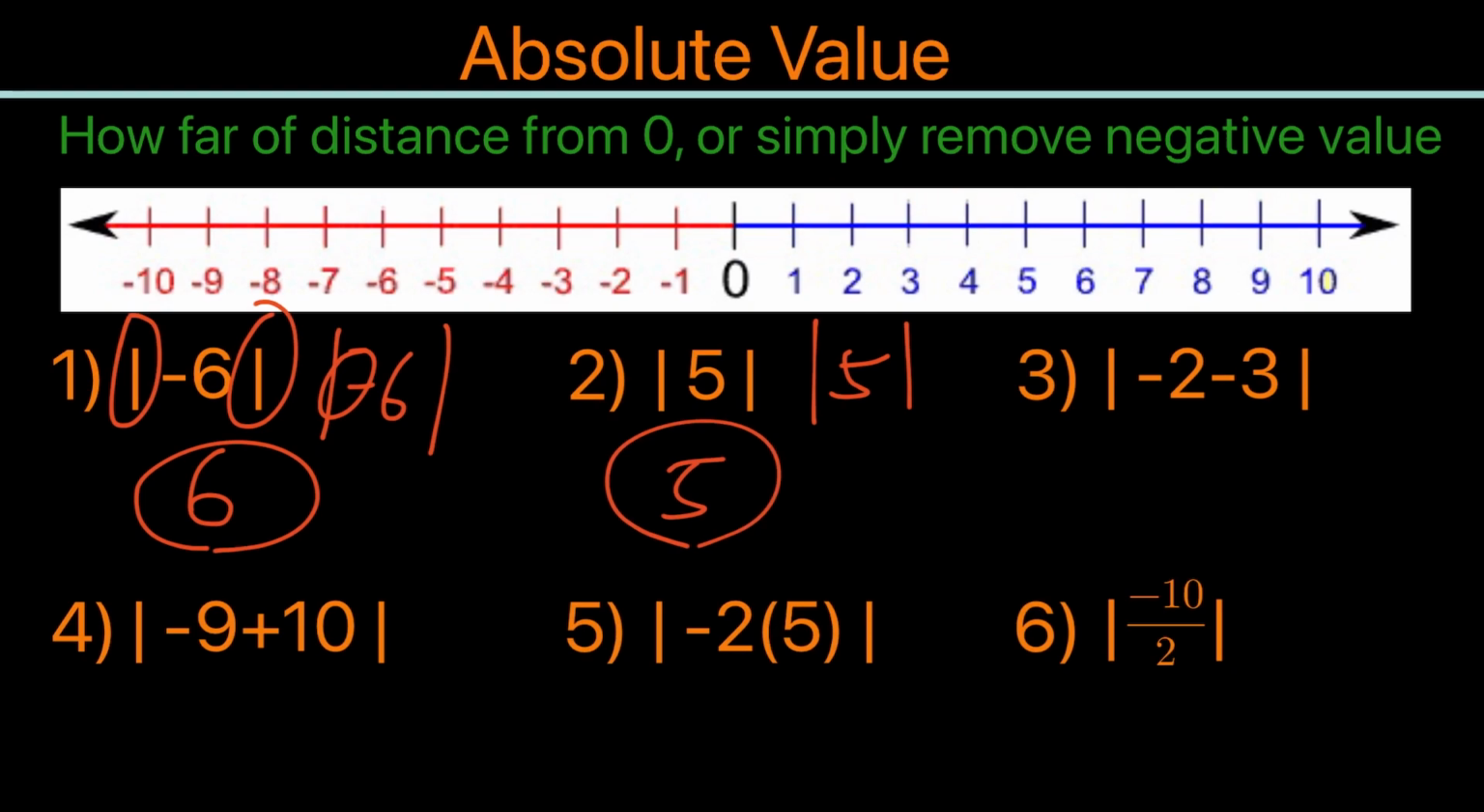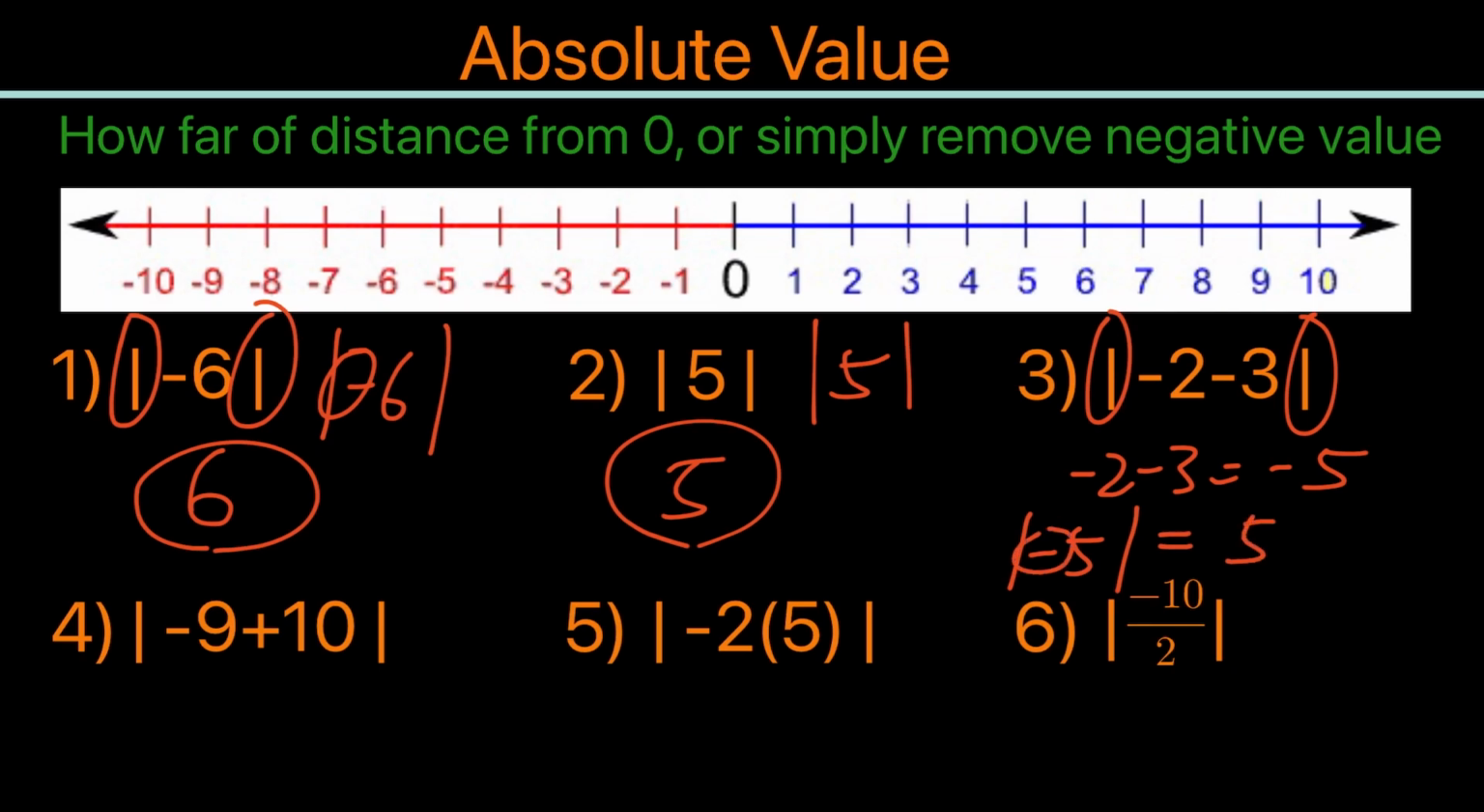For number 3, we have a -2 minus 3 inside the absolute value. So -2 minus 3 is -5. And what is the absolute value of -5? If we simply take out the negative, we know the answer is 5. Now, if we want to actually plot the dot, -5 is right here, and it will be 1, 2, 3, 4, 5. So the answer will be 5 as well. So either way, the answer is 5.